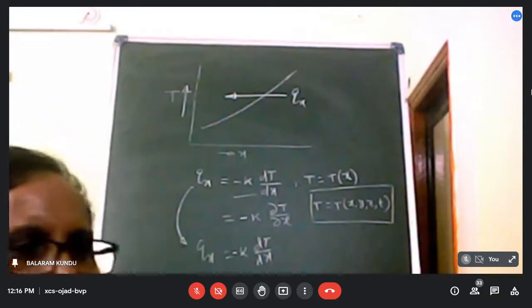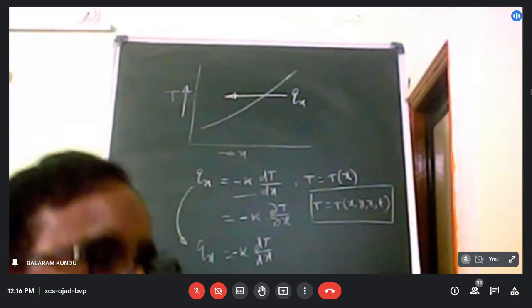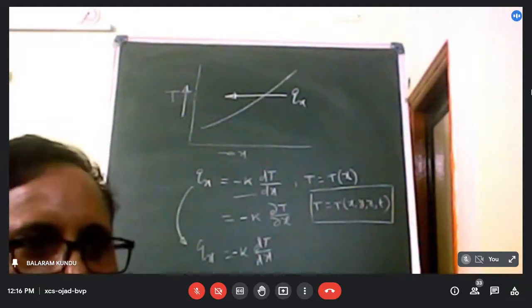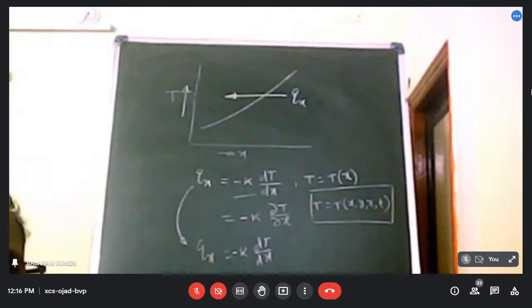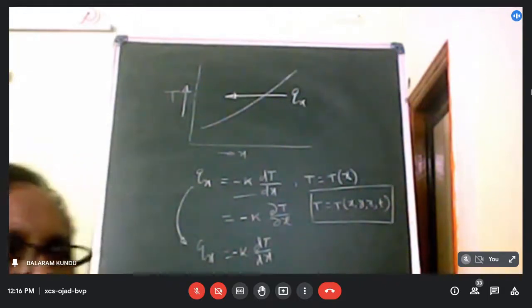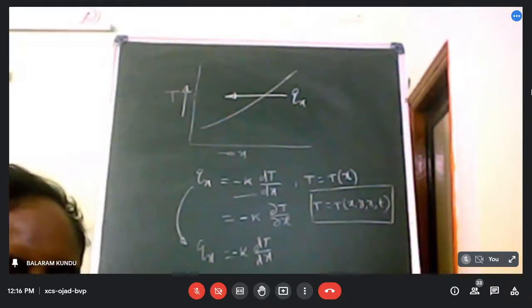If you want to determine only the magnitude of heat transfer or heat flux, in that case. But if we apply the Fourier's law of heat conduction in a derivation, then we should use the negative sign. Whether it is clear or not, any problem?